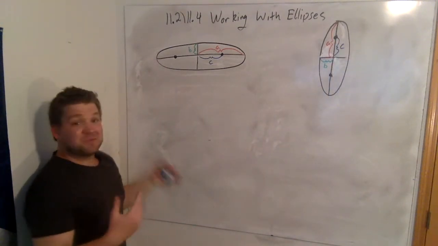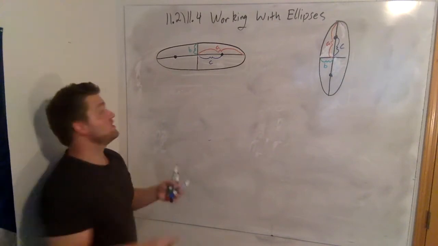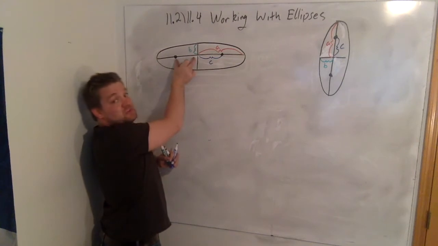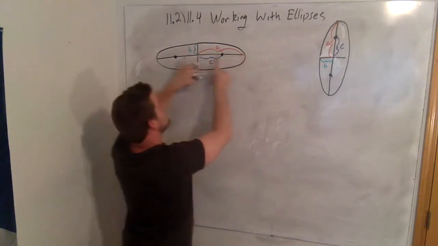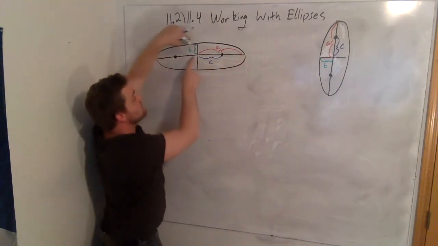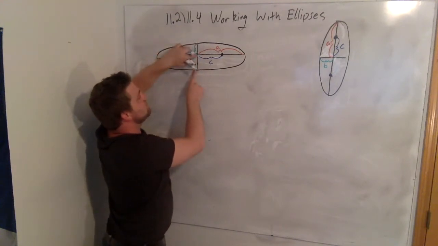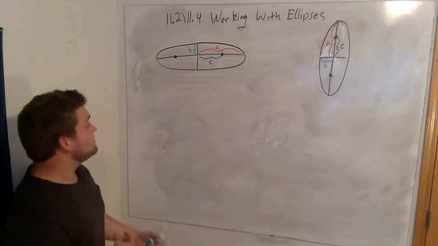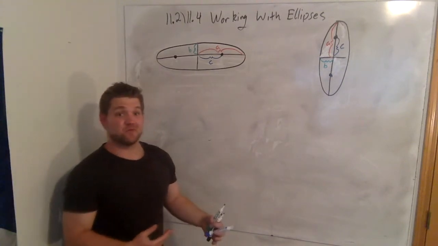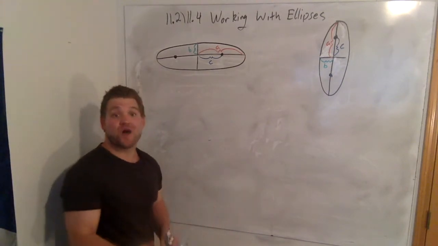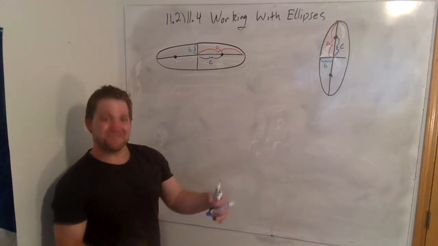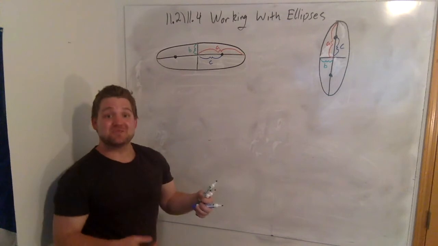Also, I don't want to clog up these pictures too much, but ellipses are symmetric. So this distance here is c, which means that this distance here will also be c. This distance here is a, the distance here will also be a. This distance is b, this distance here will also be b, and that'll be the same for this picture over here. Now, the equation of ellipses have the form x squared over a squared plus y squared over b squared is equal to 1, or x squared over b squared plus y squared over a squared is equal to 1.